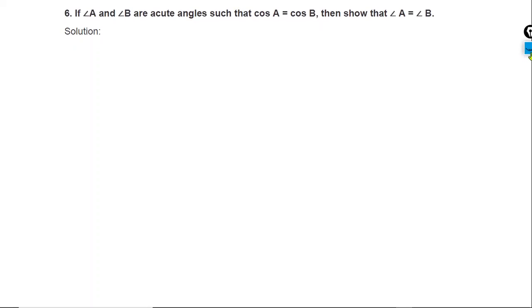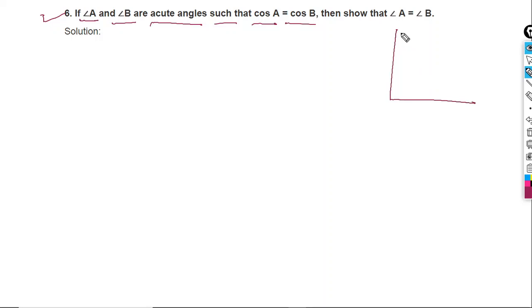Question number 6, let's read it. If angle A and angle B are acute angles such that cos A equal to cos B, then show that angle A equal to angle B. We'll draw a triangle. Angle A and angle B are acute angles, that means less than 90 degrees. Cos A equal to cos B, so that angle A equal to angle B.